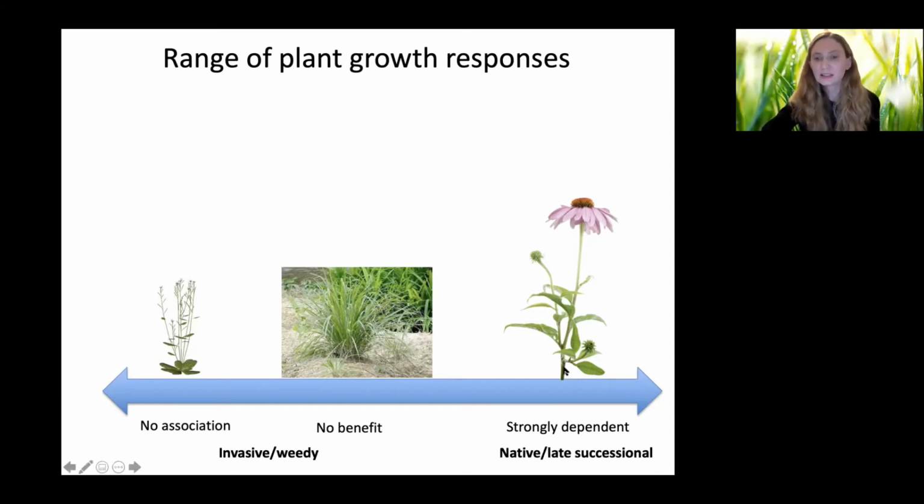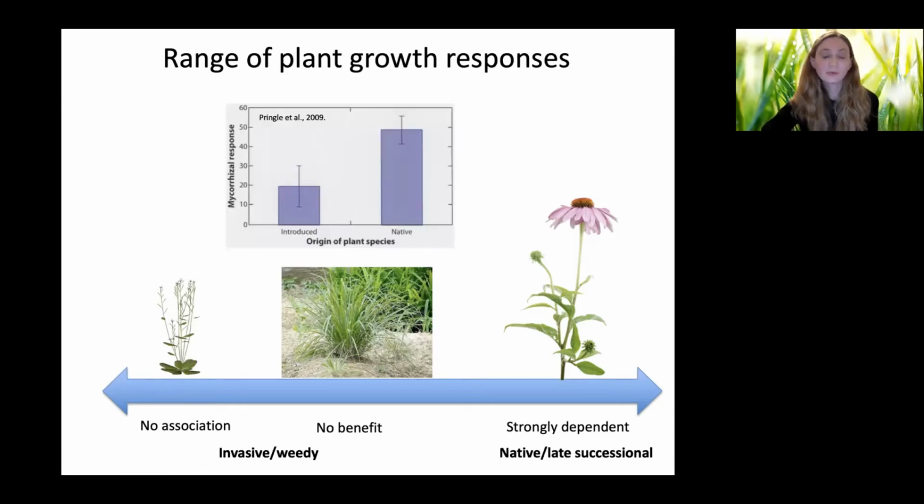One thing that our lab and others have started to notice is that some of these plants that tend to be so strongly dependent on mycorrhizal fungi are some of these late successional native plants that are often only found in undisturbed environments. Whereas some of these other plants that seem to have no benefit or have lost their association with fungi over time tend to be some of these invasive and weedy species that can colonize disturbed areas quite easily. And that might be one of the reasons they are able to, because they don't depend on mycorrhizal fungi.